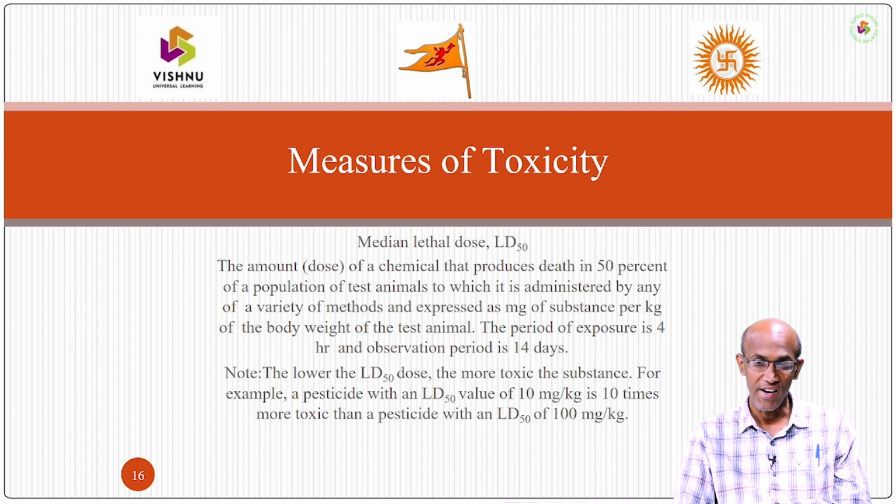The lower the LD50 dose, the more toxic the substance. For example, a pesticide with an LD50 value of 10 mg per kg is 10 times more toxic than a pesticide with an LD50 of 100 mg per kg. So that means as the LD50 value decreases, its toxicity increases.